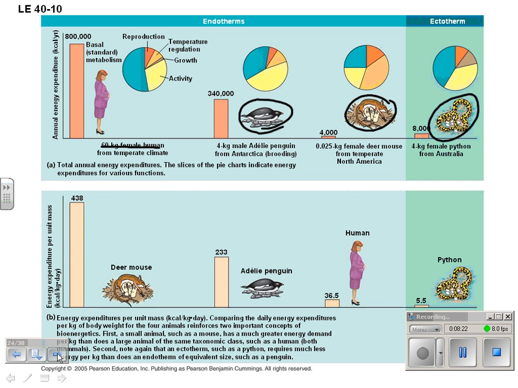Look at how much energy the deer mouse spends on temperature regulation. That's pretty interesting. A deer mouse is an endotherm, but because it's so small, its surface area to volume ratio is really high. So a deer mouse loses all kinds of heat to its surroundings. Notice how little the penguin spends on energy production compared to the mouse, just because it's so much bigger, and how much less the human spends on temperature regulation. Notice the python spends 0 on temperature regulation. Why? I'll let you figure that one out yourself.